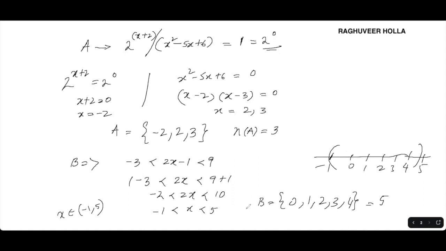So what we require is A multiplied by B, which is subsets. So 2 to the power of m into n, which is 2 to the power of 15.